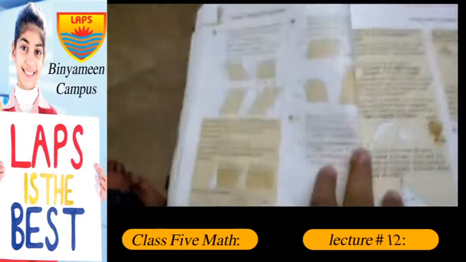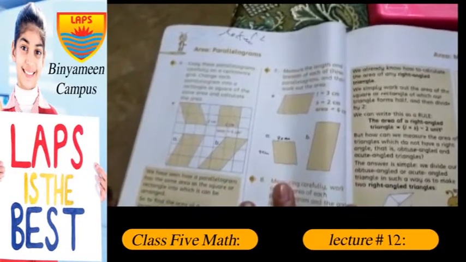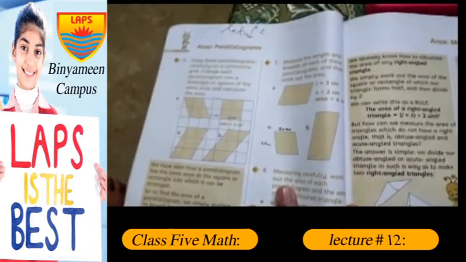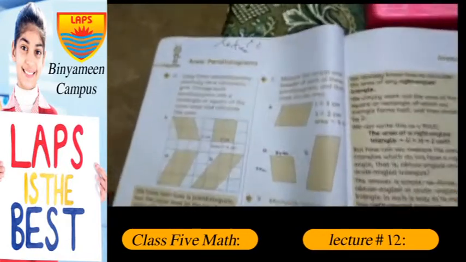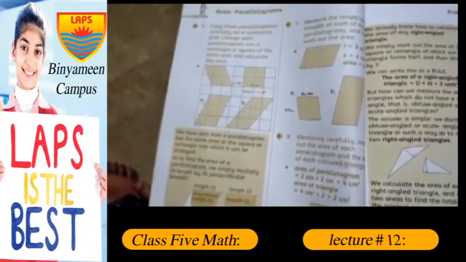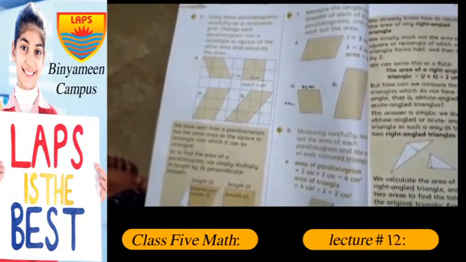Question number 7 on page number 42. Measure the length and the breadth of each of these parallelograms and then work out the area. First example done for you, then we do the same question. The formula of parallelogram is length multiplied by breadth.